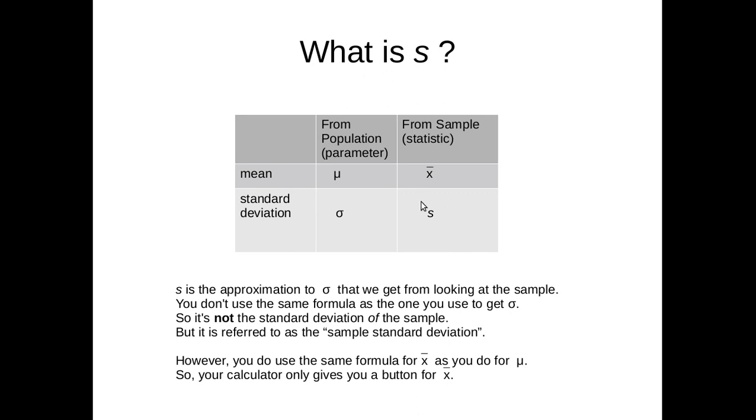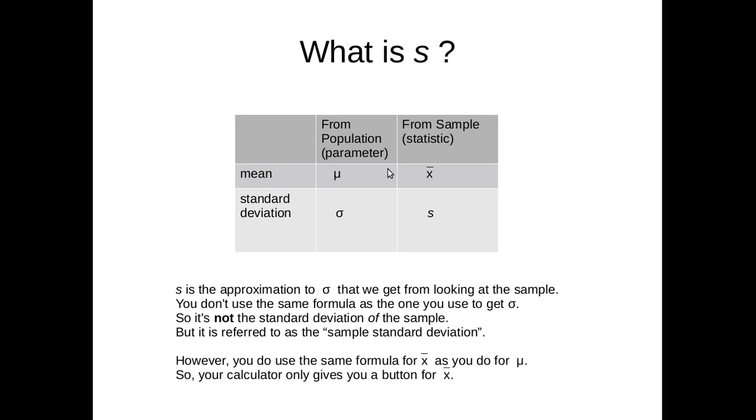I'm concerned because students say sample standard deviation and they think it's the standard deviation of the sample. It's not. So what it means is you've taken a sample, we're now going to calculate an estimator for sigma, and we're going to label it S. That's why I call it the so-called sample standard deviation.